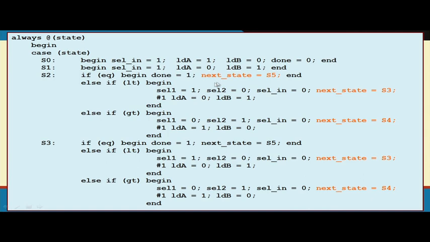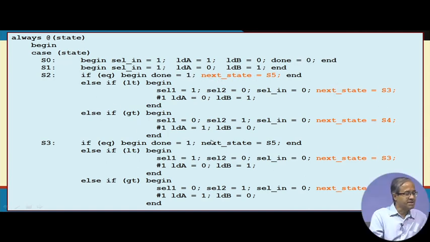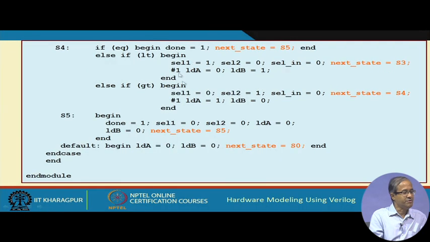So, here earlier these red things were not there, the remaining control signals were there. Now, we have made a little modification here. We have also added the statements which compute the next state. So, when you are in S2 and it is equal, your next state will be S5. When you are in S2, it is less than, your next state will be S3. If it is greater than, next state will be S4. So, in a combinational block using blocking assignments, you are doing this. Same thing in all the cases.